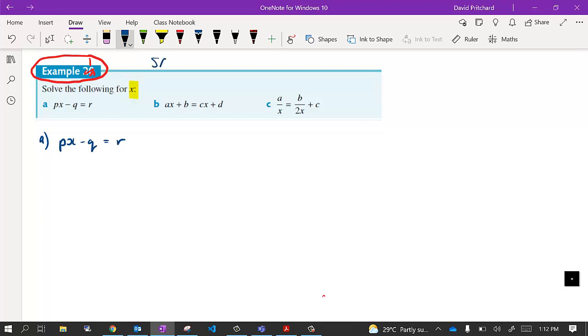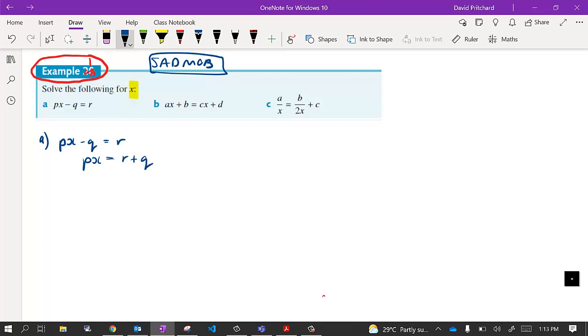So if we're thinking SAD MOB all the time, every single step we think SAD MOB, I can see if we're trying to isolate x, the thing that we have to deal with first is the addition or subtraction. So if we want to get rid of that negative q, we have to add q to both sides. So we add q to this side and we get px. Add q to the other side, we get r plus q.